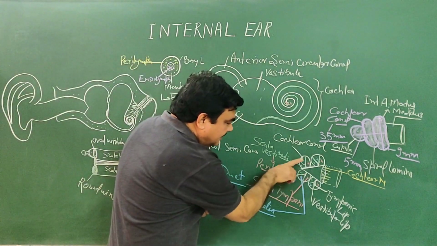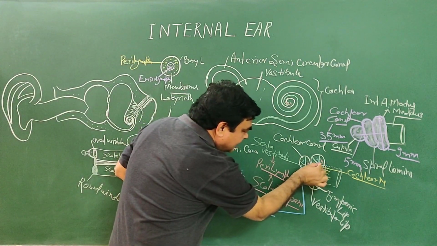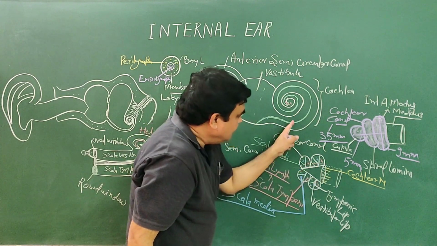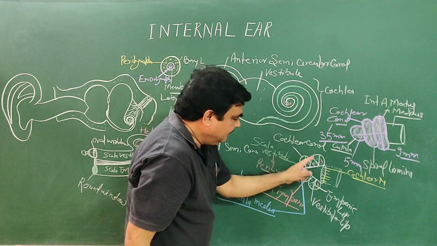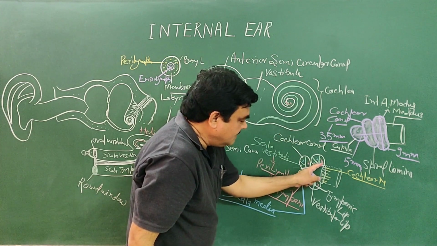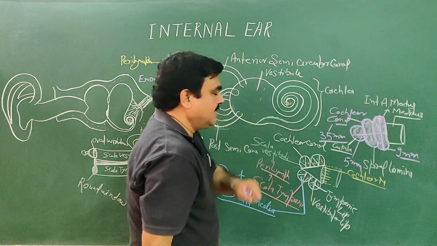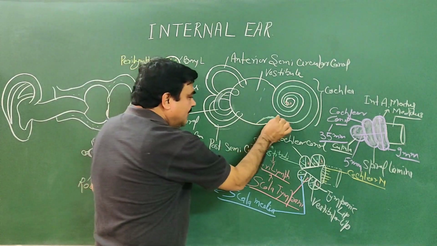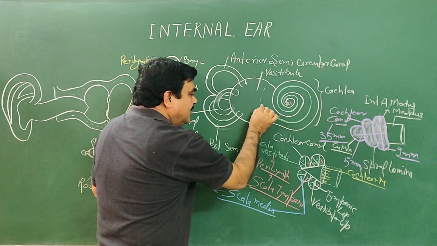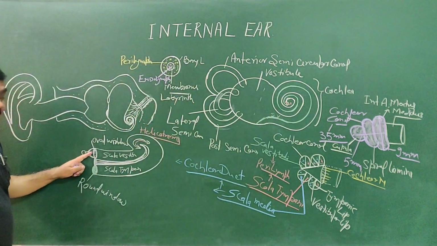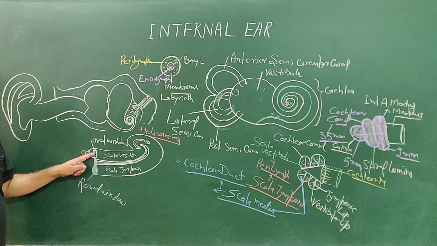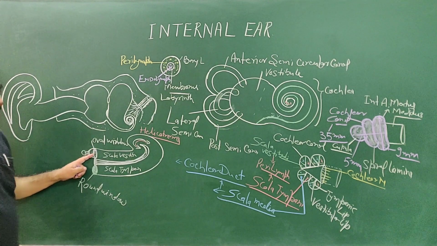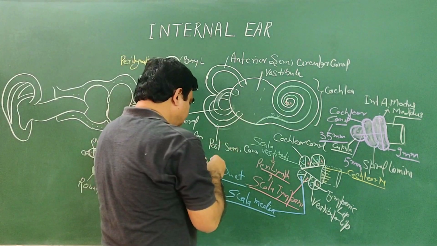Here, spiral lamina, scala vestibuli, scala tympani. Here you can see this scala vestibuli. It communicates with the middle ear, and here the oval window is present.